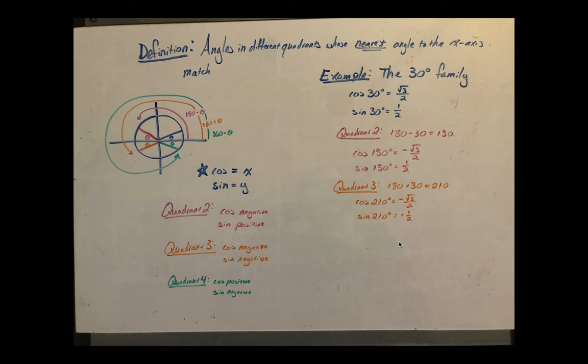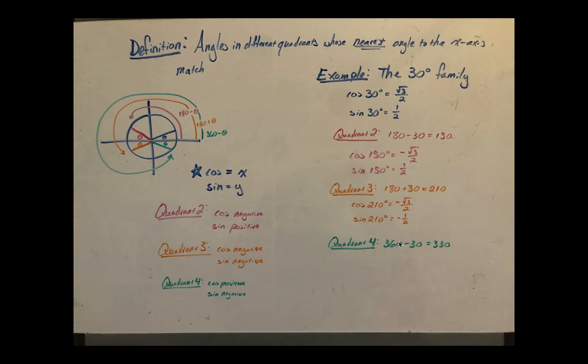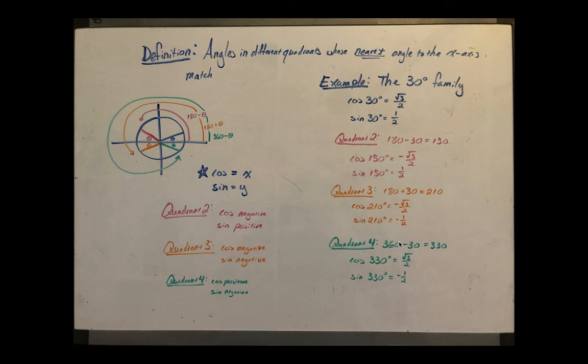In quadrant three, you do 180 plus 30, which is 210. Cosine of 210 is negative square root 3 over 2. Sine of 210 degrees is negative 1/2, because cosine and sine are both negative in quadrant three, and we're still in the 30-degree family. And in quadrant four, you do 360 minus 30, which is 330 degrees. So the cosine of 330 degrees is the square root of 3 over 2, and the sine of 330 degrees is negative 1/2, because now the cosine is positive and the sine is negative. So once again, being able to know the quadrant one family member and know what quadrant we are in, we can find the cosine and the sine of an angle anywhere in the circle.